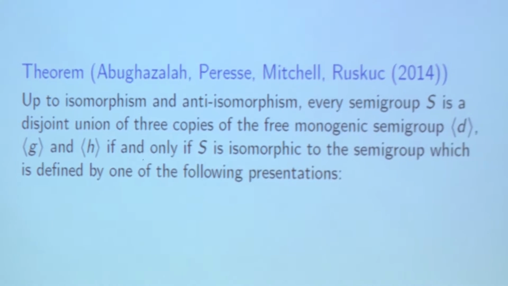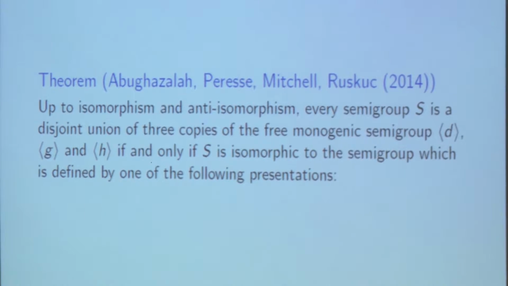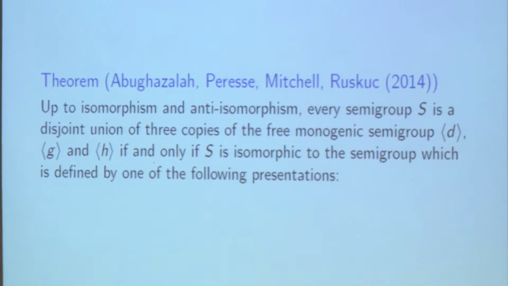We proved that this semigroup is residually finite, which means that there is a homomorphism from the semigroup we have to a finite semigroup, such that any two distinct elements in the semigroup have images that are not equal. In the other direction, we proved that if this semigroup is a disjoint union of two copies or three copies, we classify all these semigroups. I just mention here the three copies.